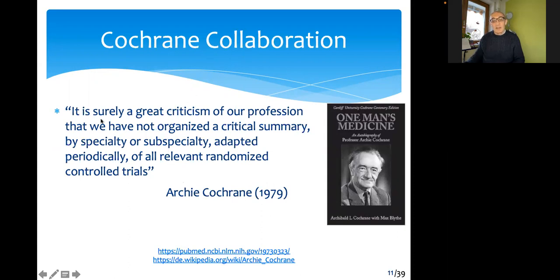Cochrane has said, "It is surely a great criticism to our profession that we have not organized a critical summary by specialty or subspecialty adapted periodically of all relevant randomized controlled trials." So from this point emerges the need for summarizing evidence, making it available for the practitioners and using it as evidence-based medicine.